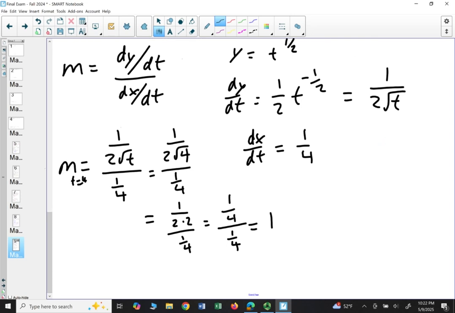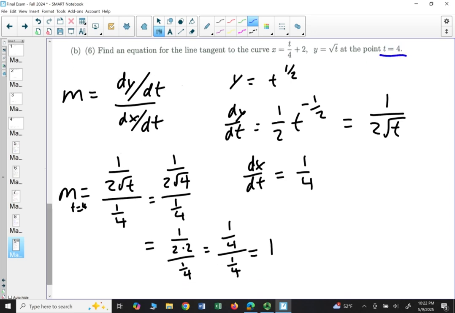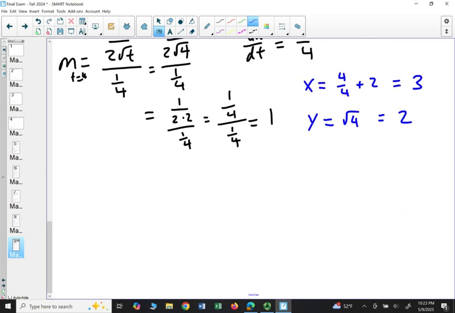And let's get our x value and our y value. So we have, again, plugging in t equals 4. So x equals 4 over 4 plus 2. That's 1 plus 2 is 3. Y is square root of t, so square root of 4, which is 2. Okay, perfect. So we have a slope of 1, and we have an x and a y. Okay, so slope equals 1 and we have the point (3, 2).